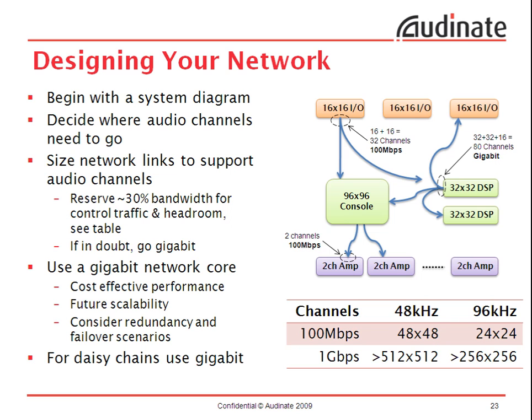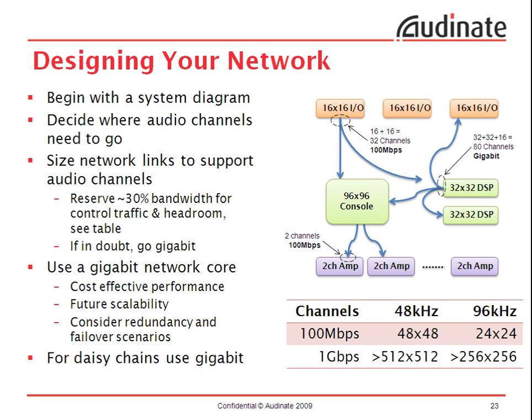Some devices in the network may transmit the same channels to more than one device. For example, in the diagram, there's a 32 by 32 DSP box which is transmitting 32 channels to the console, 32 channels to the other DSP box in the diagram, and 16 channels to an I/O box, giving a total of 80 channels being transmitted from this one box. This means that a gigabit connection to that box is needed.